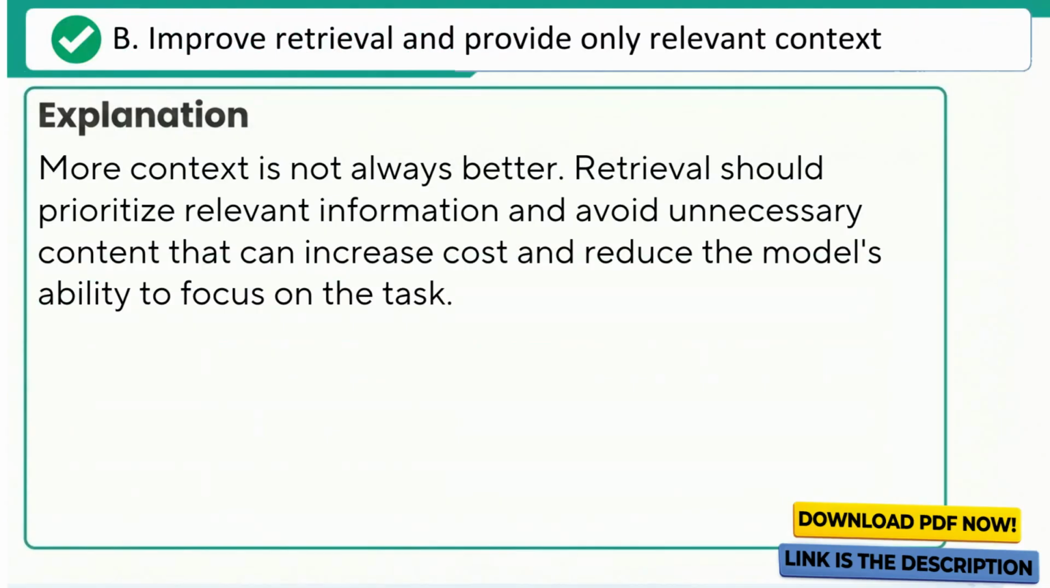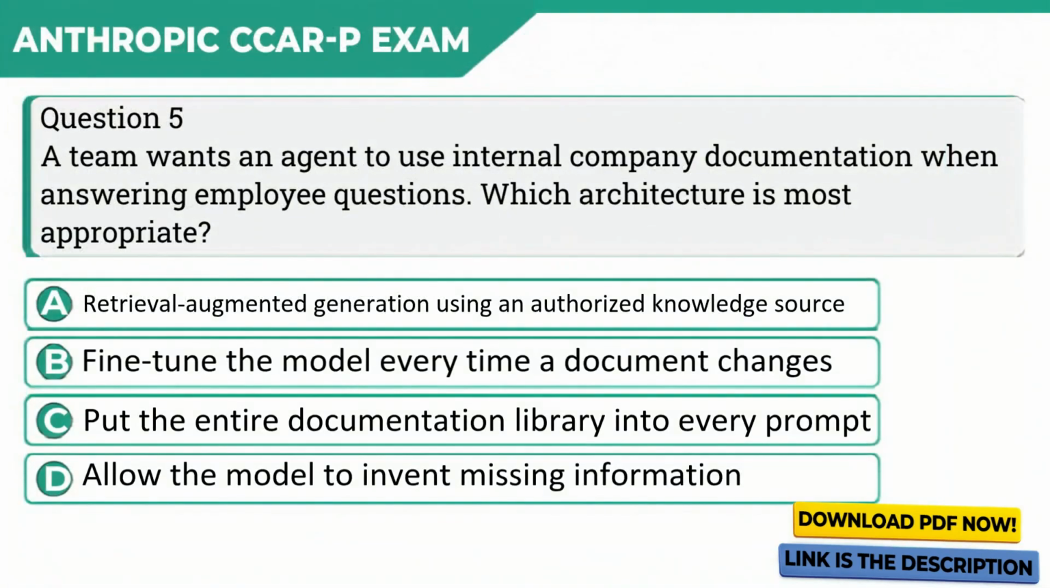Explanation: more context is not always better. Retrieval should prioritize relevant information and avoid unnecessary content that can increase cost and reduce the model's ability to focus on the task. Question 5. A team wants an agent to use internal company documentation when answering employee questions. Which architecture is most appropriate?